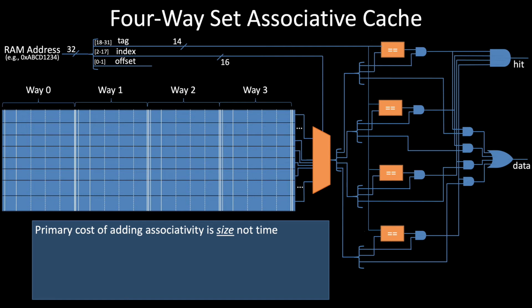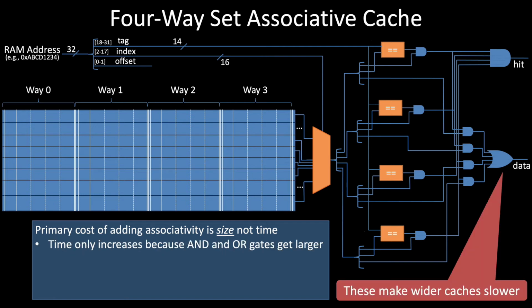All 4 tags are being checked in parallel, which means the only thing increasing the time of a cache hit is the size of the AND and OR gates on the right. And as we saw at the beginning of the semester, the propagation delay of a gate grows at most logarithmically with the number of inputs. In other words, increasing associativity has a relatively small effect on the time of the cache.